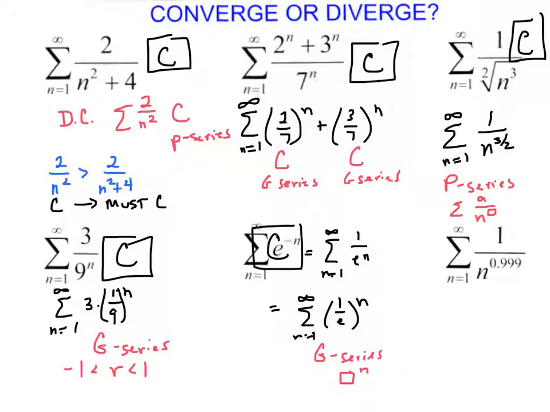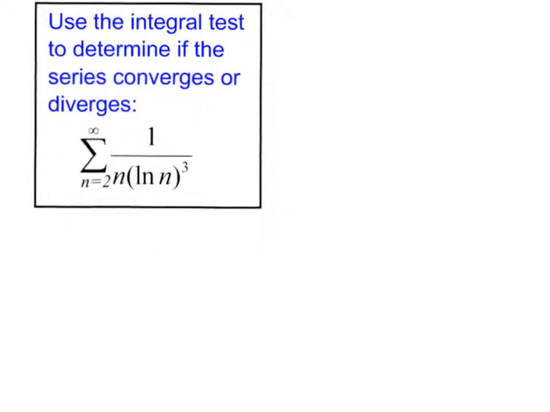And finally, this one, like the one above it, has a number over n to a power. But in this case, the power is not greater than 1. So this is a p-series. Remember that p-series notation. That's a constant over n to a power. But this one, because that power is not greater than 1, will diverge.